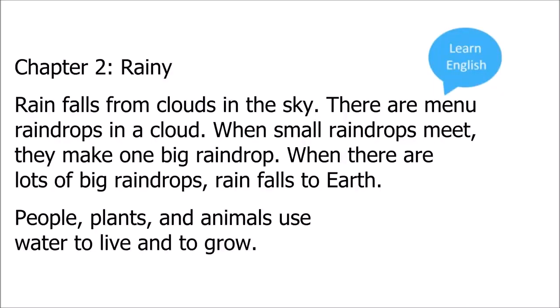Chapter 2. Rainy. Rain falls from clouds in the sky. There are many raindrops in a cloud. When small raindrops meet, they make one big raindrop. When there are lots of big raindrops, rain falls to Earth. People, plants, and animals use water to live and to grow.